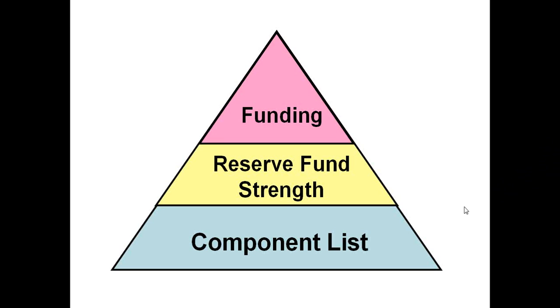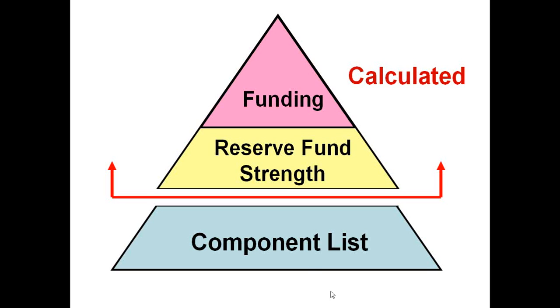Now an interesting part of this is that, remember, the component list is what in a site inspection based reserve study I'm out there actually looking at. So the reserve fund strength and the funding plan are calculated on the basis of that component list. Now in a no site visit update, we're updating the reserve component list on the basis of time that has elapsed, interviews with vendors, things like that. But in this with site visit reserve study update, I actually went out to the property.